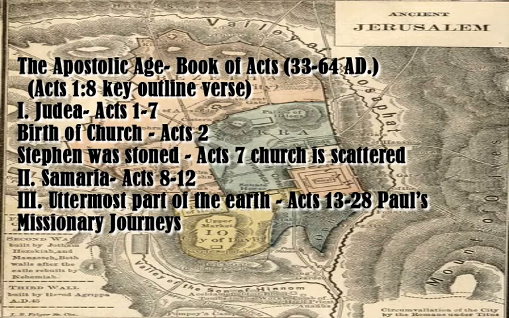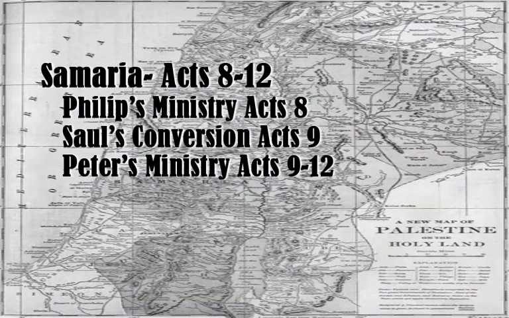You have Judea, Acts chapter 1 through 7. We have the birth of the church in Acts chapter 2. We have Stephen being stoned in Acts chapter 7. And from this stoning, it scatters the church into Samaria. And then we have Paul's missionary journeys going into the uttermost parts of the earth, Acts 13 through 28. So we have Judea, the birth of the church, the stoning of Stephen.